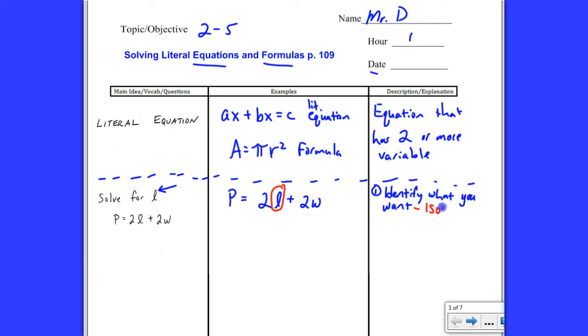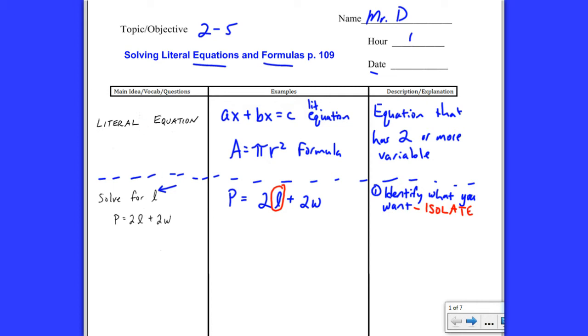And you might put that in large letters, whatever it is you want to isolate. That's the whole game here. Okay, so in this particular problem, P equals 2L plus 2W, you need to get L all by itself and see what L is equal to.